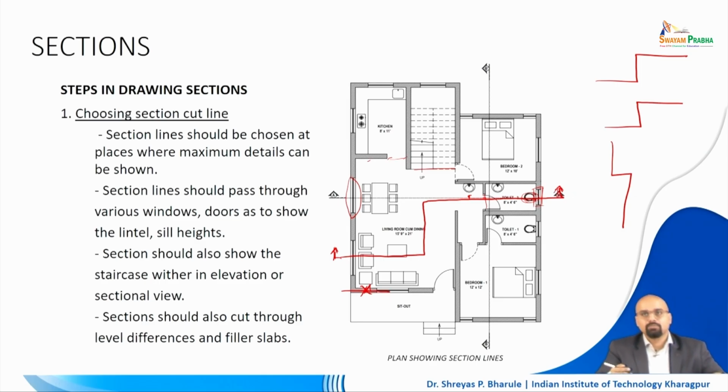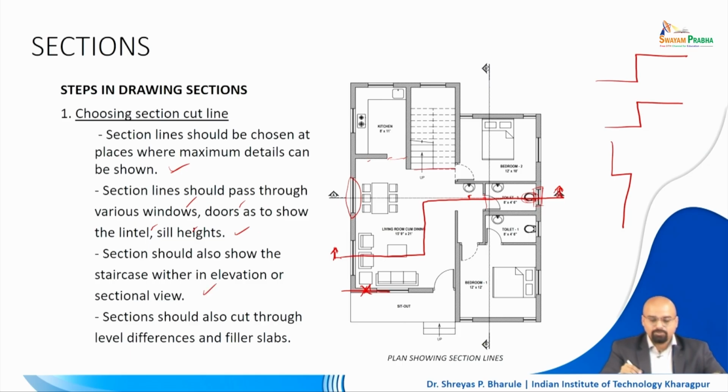But this is usually done when the design becomes too complex. In general cases you just do a straight line section, which should be chosen where the maximum details can be shown. That is the critical way of putting down the section line. A section line should always pass, as we talked about earlier, through the windows and doors to show the lintel and sill heights, which is quite important.